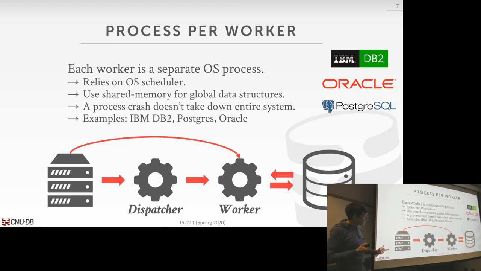One advantage you get from this is that if there's a mistake in the software and the worker crashes, you don't take down the whole system. This worker dies, and then you can fork a new one and bring it back up. So this makes the system slightly more resilient than you would have in a threading-based model, because if one thread has a seg fault, then the whole process dies.